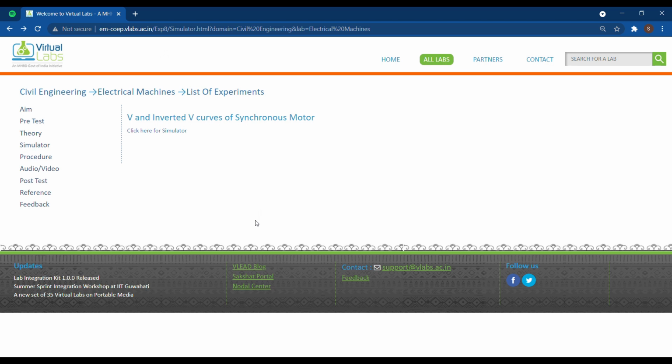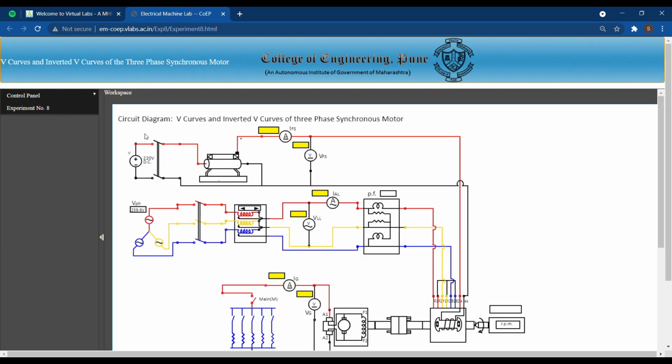Now I will demonstrate how to obtain V and inverted V curves of a synchronous motor in this virtual laboratory. This is the circuit necessary to perform this experiment. This is a three-phase power supply. This is the TPST switch or triple pole single throw switch. This is the variac, three-phase variac or three-phase auto transformer.